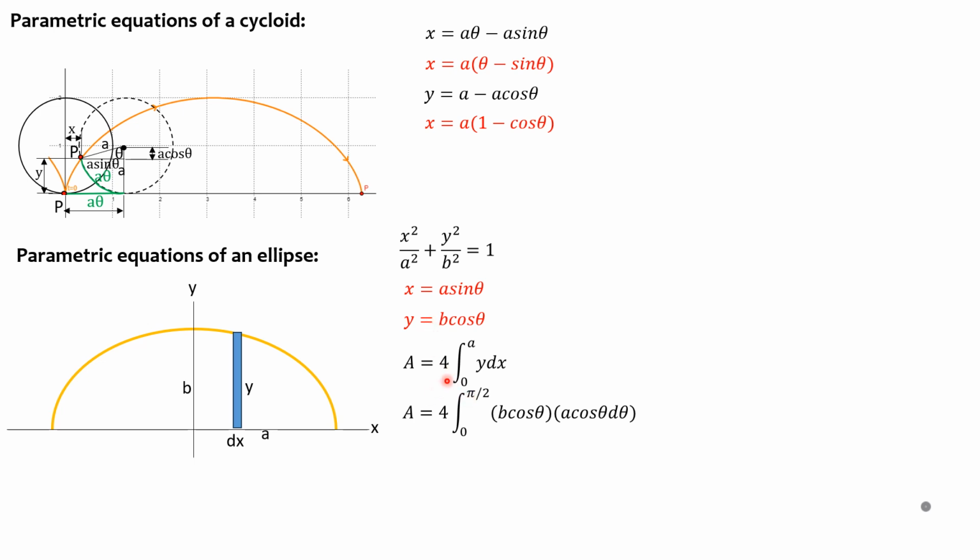Now, the reason why the area is multiplied by 4 is because we only consider the portion of the ellipse in the first quadrant, and the ellipse is in all 4 quadrants, so that's why we multiplied that by 4. So this is now 4ab integral of cosine squared theta d theta, and we use Wallis formula to evaluate the integral because the limits are 0 to pi over 2.